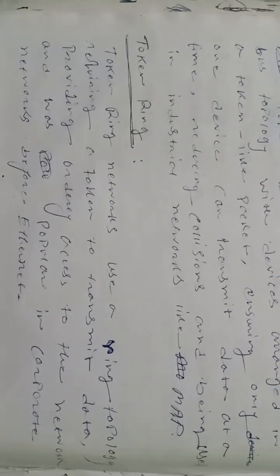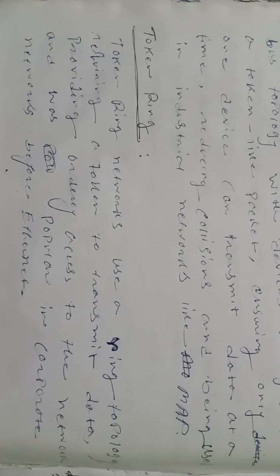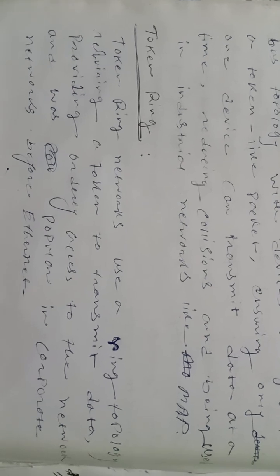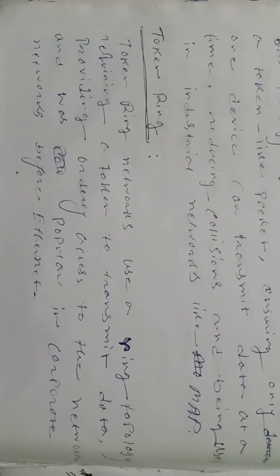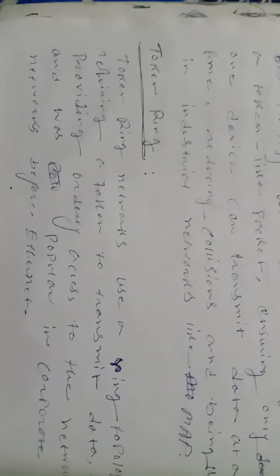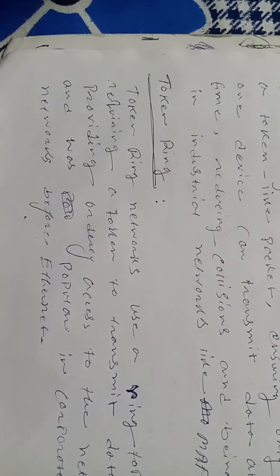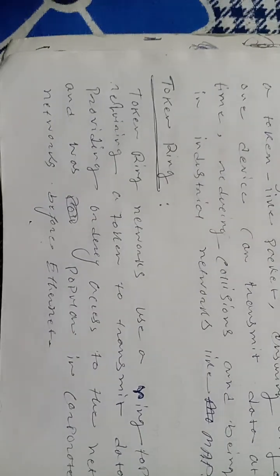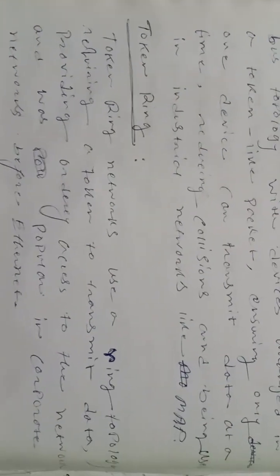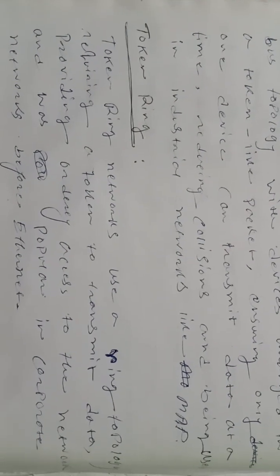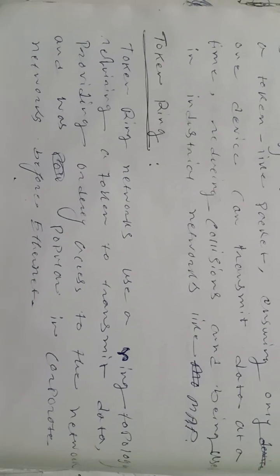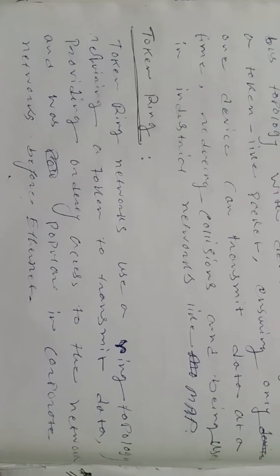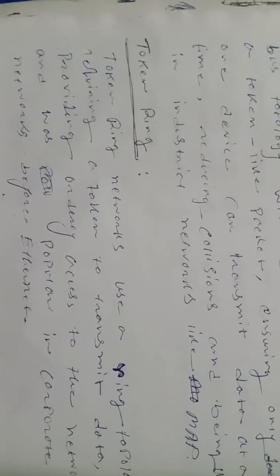MAP and token ring. Token ring networks use a ring topology, requiring a token to transmit data, providing orderly access to the network, and was popular in corporate networks before Ethernet. So before Ethernet came, the token ring was very popular in the corporate sector. So this is all about token ring.